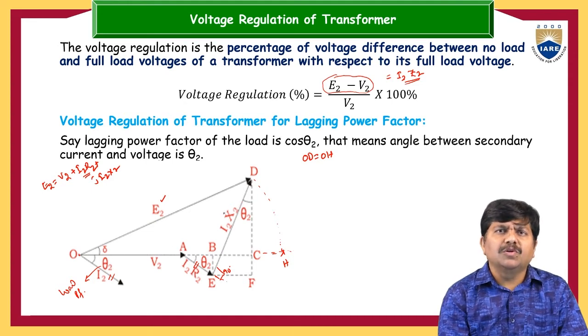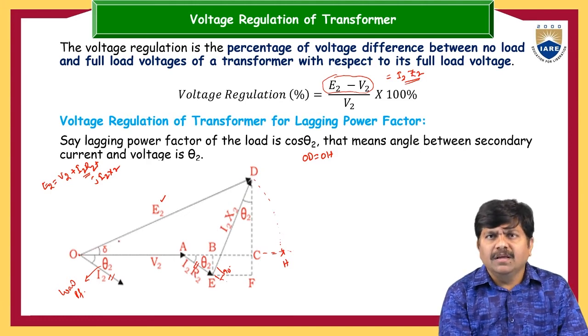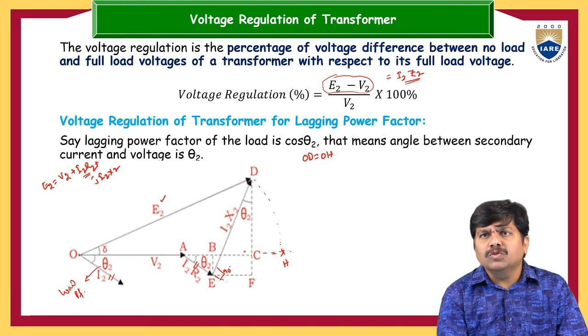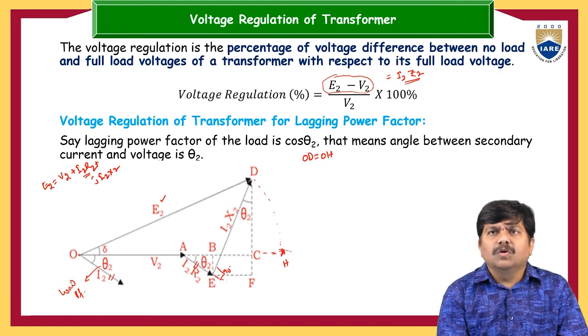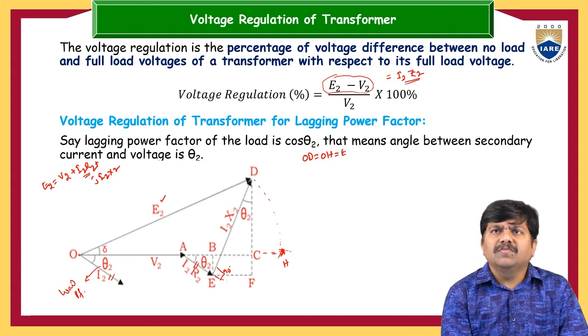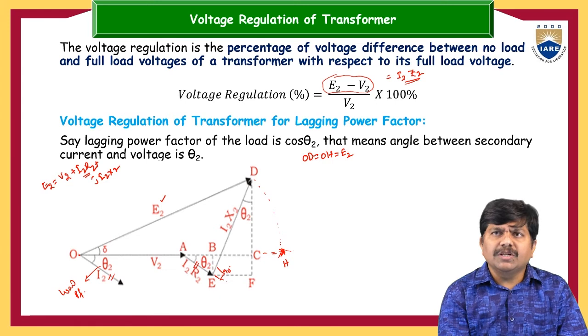So in order to simplify this, let us revolve or rotate this OD vector with the help of a compass at center O. Let us draw an arc onto the reference axis. The reference axis is nothing but OC, up to H. So this is the case here. So OD and OH are the same, this will be E2. So instead of taking OD, you can directly take OH. This is one way of simplifying the thing.